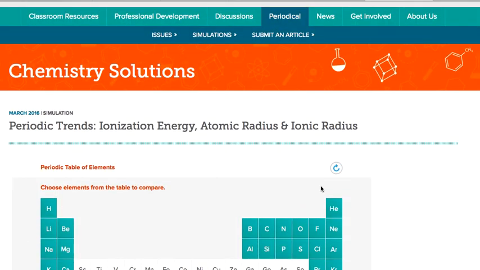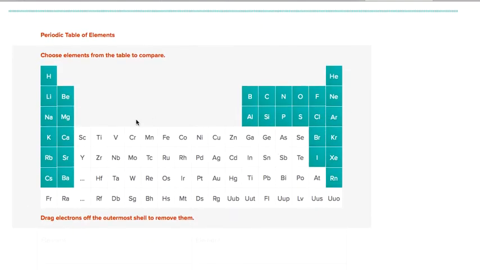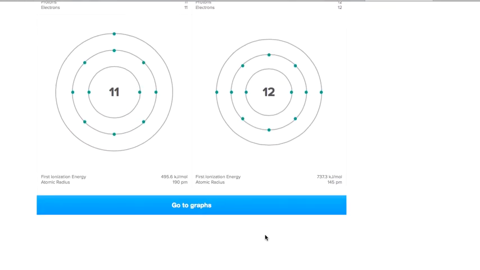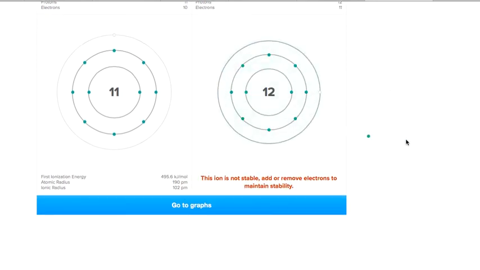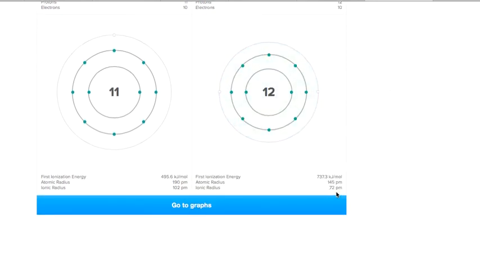Remember, the more we give away, the smaller it's going to become. So I can refresh these, and let's do sodium and magnesium. Sodium gives away 1, so it goes down to 102. Magnesium, remember, gives away 2. As it gives away 2, it goes down to 72. So remember that little trick we said: the more you give away, the smaller you're going to be.